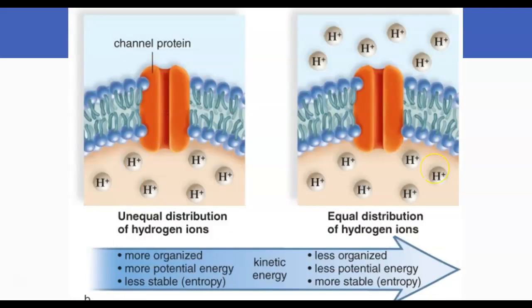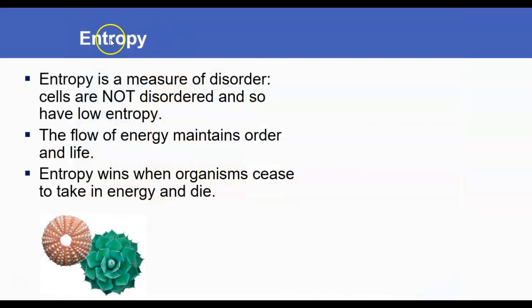Another example, which is going to be relevant in photosynthesis and respiration, is thinking about these two sides of this membrane. There is an unequal distribution of hydrogen ions in this picture that is highly more ordered. There is more potential energy. This is going to be less stable. Where you have this even distribution, that is going to have released energy, and there's going to be less potential energy. But that less potential energy means it's more stable. It also means it's less organized. So again, we can think about this entropy as a measure of disorder, which the second law of thermodynamics states is always increasing in each reaction.